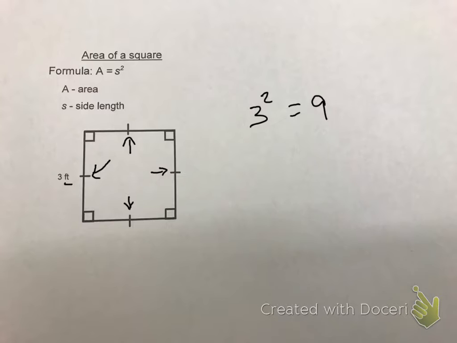And since we have feet as our unit of measurement, that means that the area of this square is 9 square feet. Again, we need to make sure that we label the answer properly so that we understand what unit of measurement we're discussing.